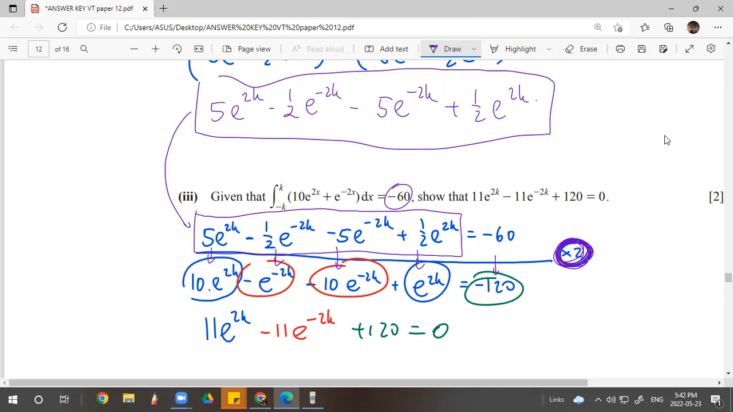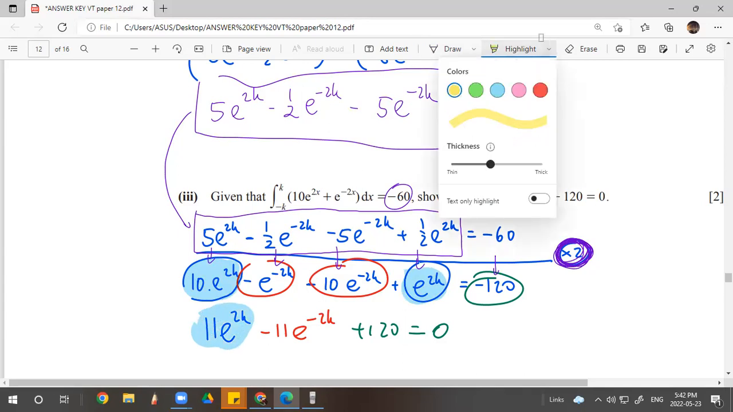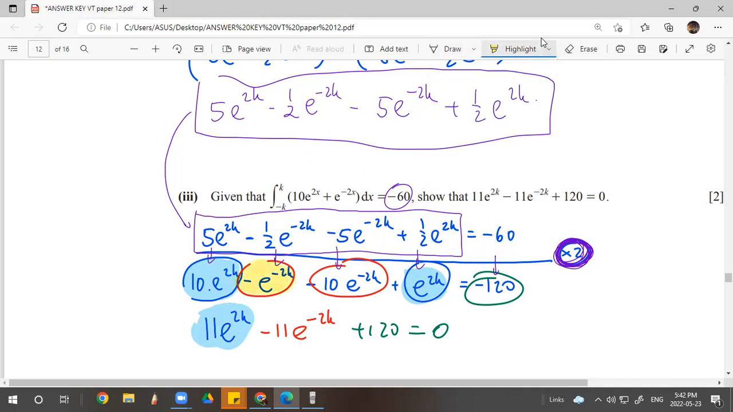Look at the circled part. This one. They share the same variables, right? 10 plus 1 then. So 11 e power 2k. And then, just make sure you understand. Negative 1 minus 10, right? So becomes negative 11. And then the 120, I put it on the left side, becomes positive. And then we are done. It's proven, see?